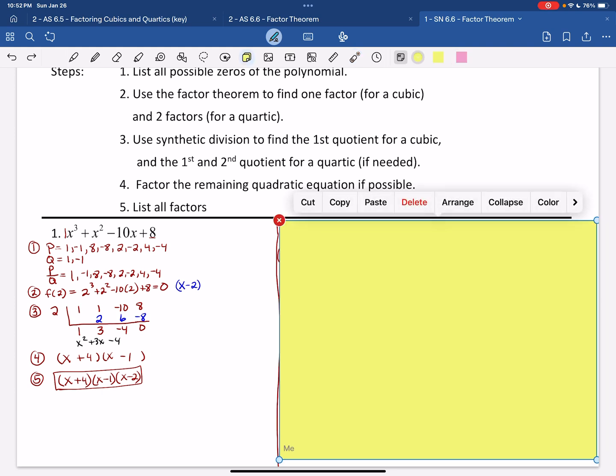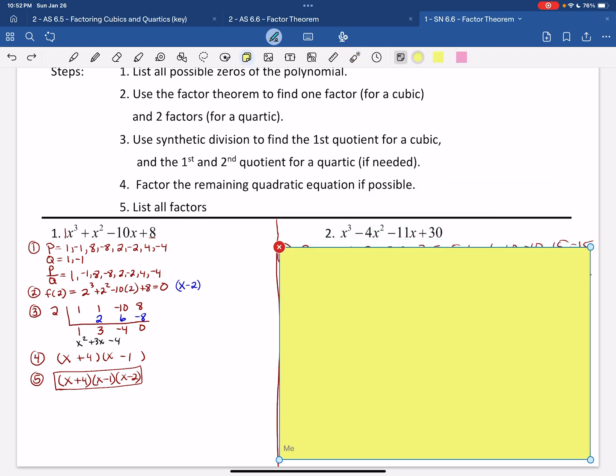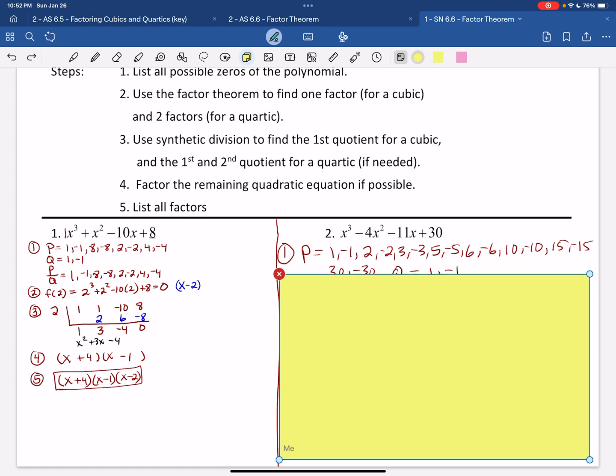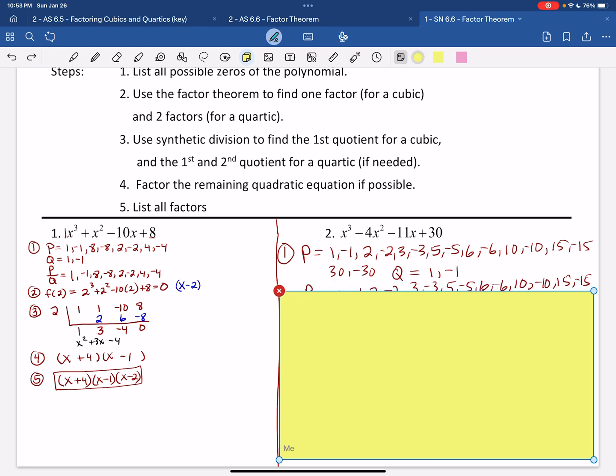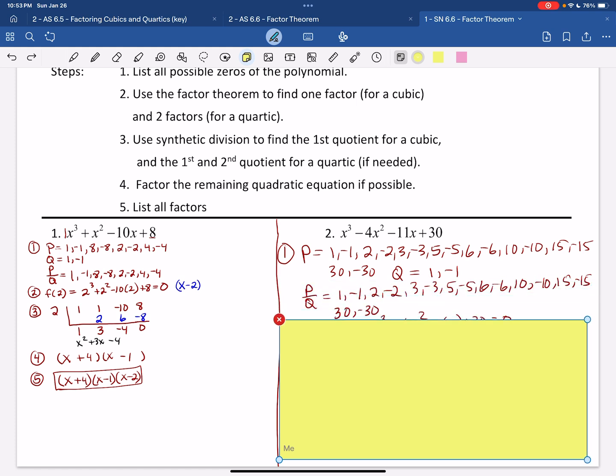All right, let's see how you did. So the first thing you need to do is define P, which were all the factors of 30. And I went ahead and put Q right there as well because I was making sure I had enough room. So Q was 1 and negative 1. And then, of course, P over Q gave you that same list of numbers.